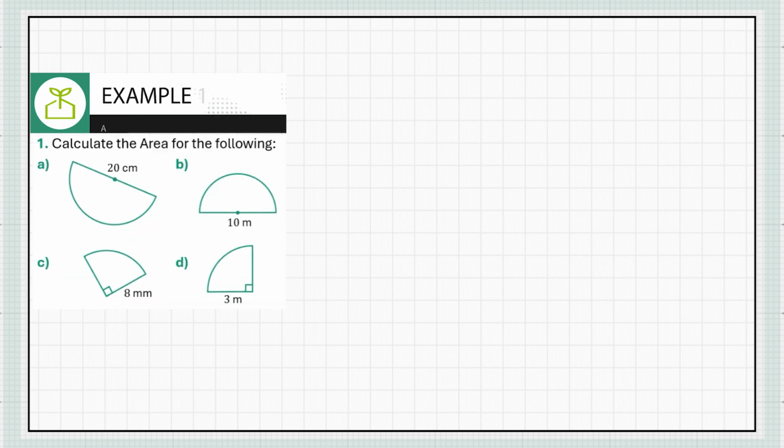Right, in this video we're going to be looking at the area of a semicircle and the area of a quadrant, and the formulas for these are quite simple. So the area of a semicircle is going to be equal to half times pi r squared, which is the same as 1 over 2 multiplied by pi multiplied by r squared.